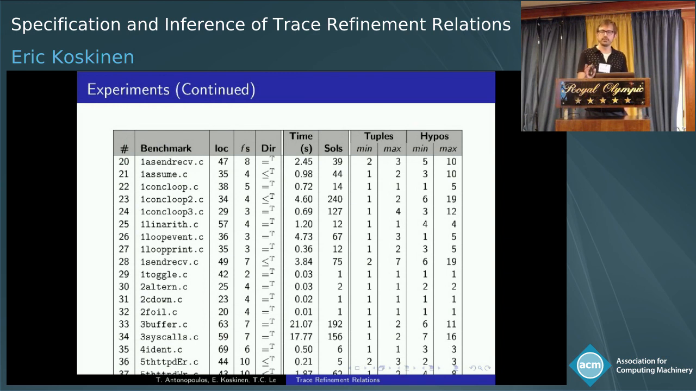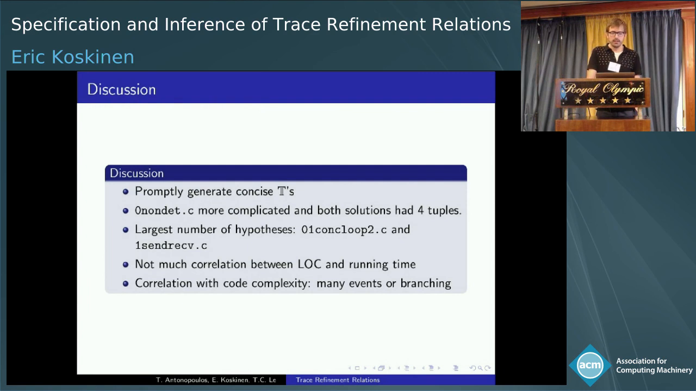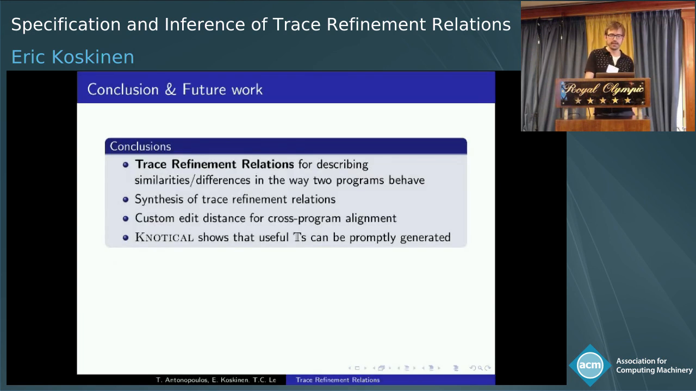Then we looked at some slightly bigger examples that I've been mentioning with some more lines of code. And again, pretty much in all cases, solutions can be generated fairly quickly, often in less than a second. There are some where it gets a little bit bigger, and there are some cases where the number of solutions starts to get large, and this happens when there are many conditionals, and so the search space blows up. So in summary, we showed that we can promptly generate these concise trace refinement relations. There was not too much correlation between the number of lines of code and the running time, but more the correlation with the code complexity. So if a program had lots of events or lots of branching, then that led to more time.